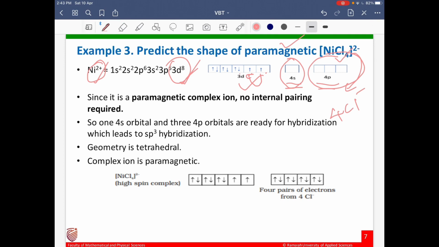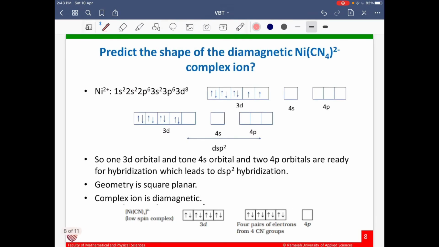Last example. Predict the shape of the diamagnetic Ni(CN)4 2- complex ion. Again, the nickel oxidation state is +2 here. So 1s2, 2s2, 2p6, 3s2, 3p6, 3d8 is the electronic configuration for the nickel ion. And we can arrange those 8 electrons in the 3d orbitals, and we have 4s and 4p vacant.